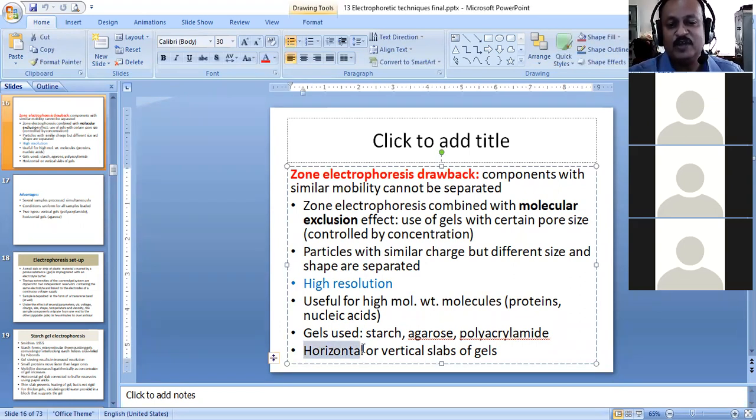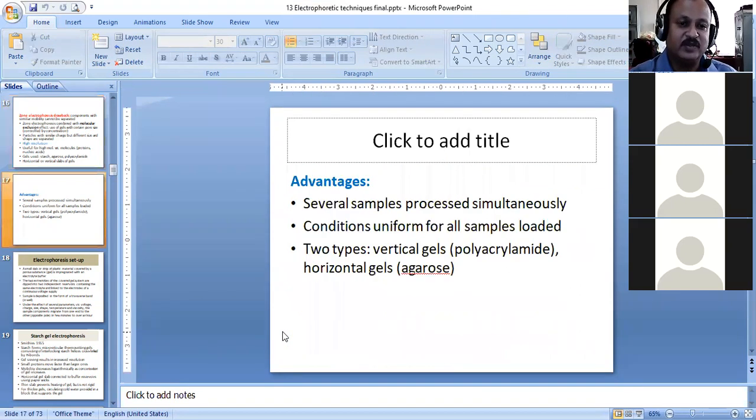And we have 2 important formats of electrophoresis. One is called the horizontal format, and the other is the vertical gel. And then most importantly, we have seen the advantage of zone electrophoresis. Several samples can be simultaneously analyzed, or simultaneously used for separation of the components. And here we have the same kind of condition, or uniform conditions are applied on all the samples together. Right. So today we'll stop here.